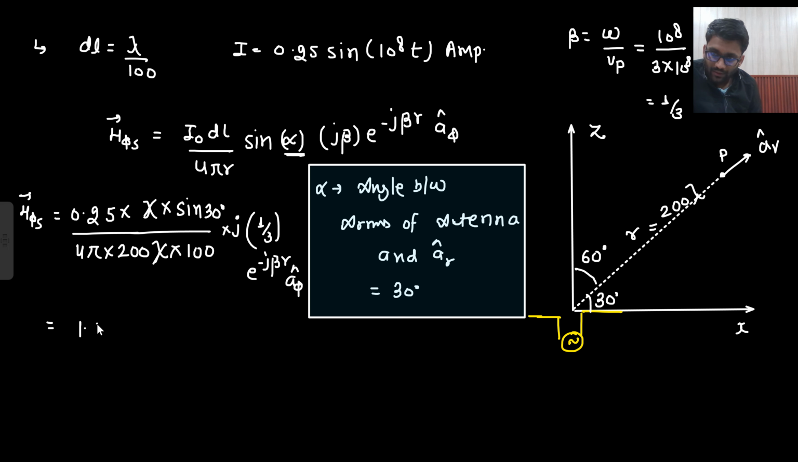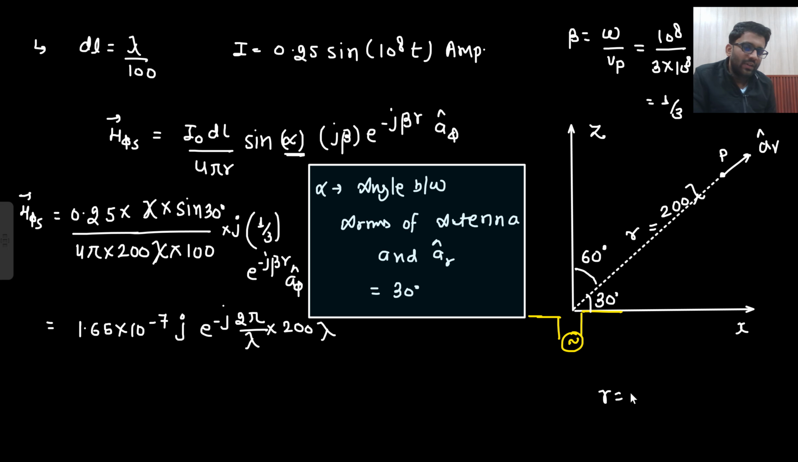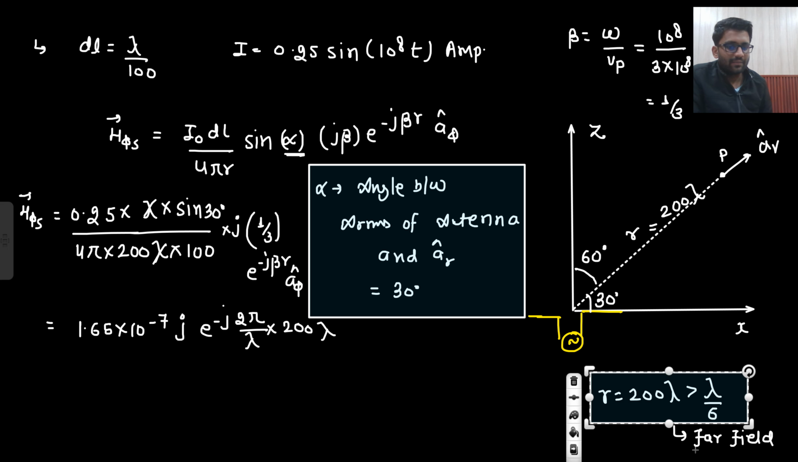What I am getting is 1.65 into 10 to the power minus 7. Then there is j, and then there is e to the power minus j beta r. What is the value of beta? That is 2 pi by lambda. And what is the value of r? r is 200 lambda. One more thing, r equals 200 lambda, which is greater than lambda by 6. That's why it is the far field. And if it is the far field, that's why we can apply these expressions. Certainly if a question comes, it will be based on the far field only, but you need to verify that this is the far field.